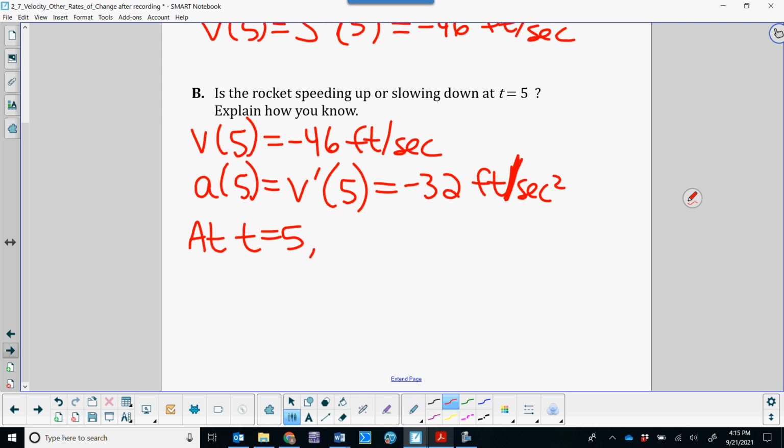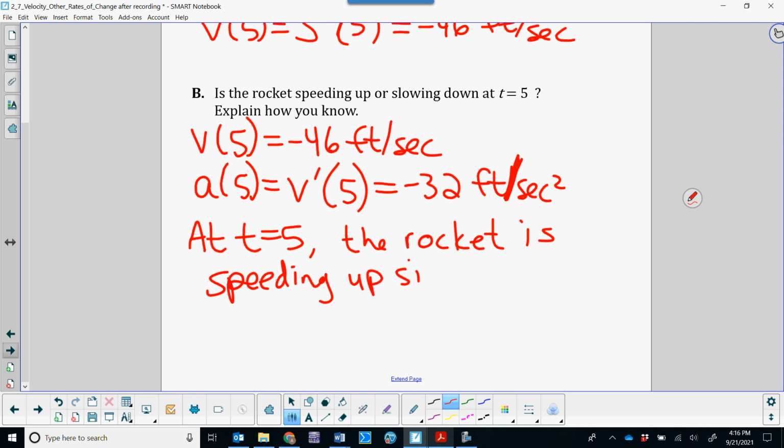When you answer questions, you always have to answer with units and when it happened, like at the time interval or at this x value or over this interval or whatever it is. Always give when and units. So at t equals 5, the rocket is speeding up, and then give your reason.